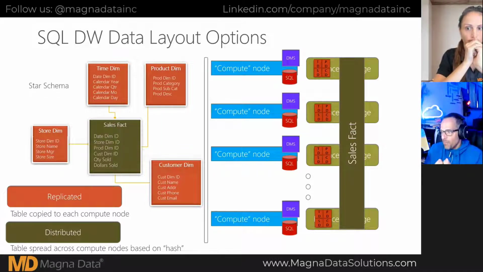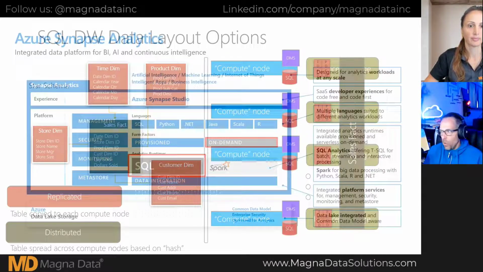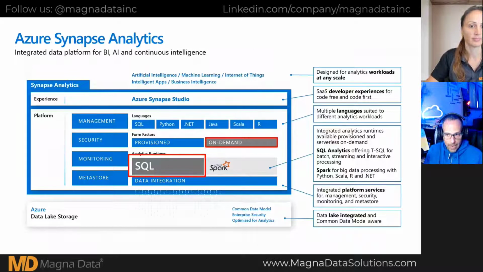But in this way, the sales fact is physically distributed in all the nodes that we have. And this is the reason why we can achieve a lot of performance, because every compute node needs to solve a subquery with a subset of the data.